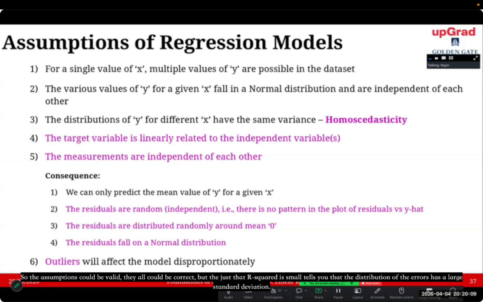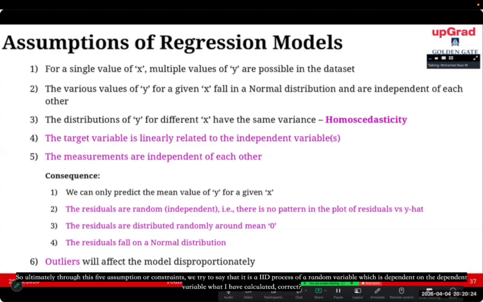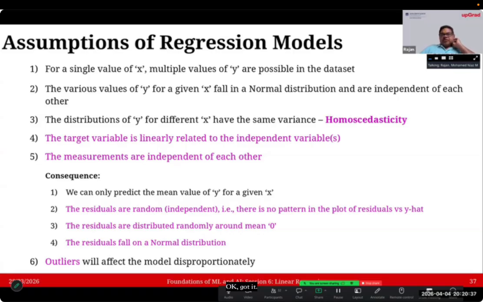But just that R squared is small tells you that the distribution of the errors has a large standard deviation. That's the connection. So ultimately, through these 5 assumptions or constraints, we try to say that it is an IID process of a random variable, which is dependent on the dependent variable that I have calculated. Correct. Okay, got it.